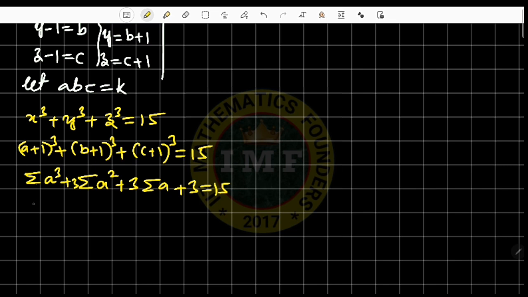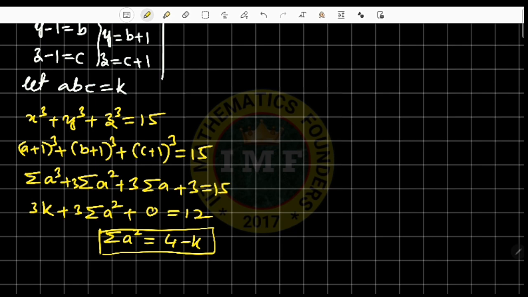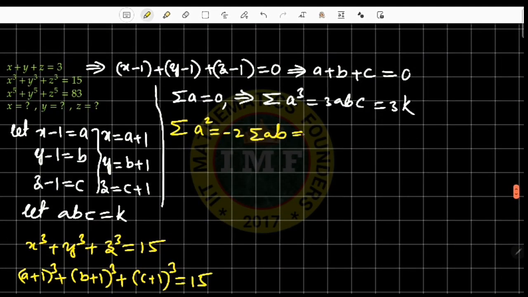Here sigma a cube is 3k, plus 3 sigma a square, plus sigma a which is 0, equals 12. From this you will get the value of sigma a square as 4 minus k. Now we are getting sigma a square as 4 minus k. So from this you can obtain the value of sigma ab, that is minus of (4 minus k) by 2.